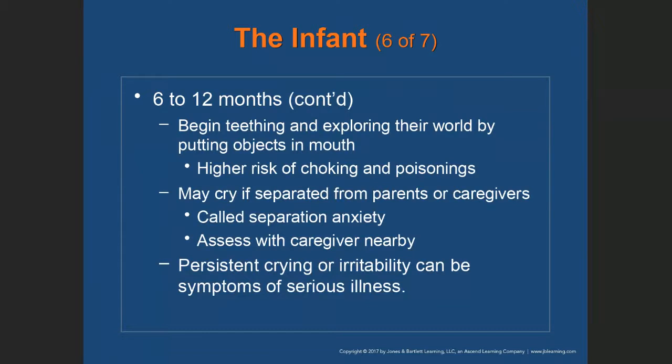At 6 to 12 months continued, they begin teething and exploring their world by putting objects in their mouth. So this puts them at risk for airway obstruction and poisoning. May cry if separated from parents or caregivers. It's called separation anxiety. Assess with caregiver nearby. Persistent crying or irritability can be symptoms of a serious illness.